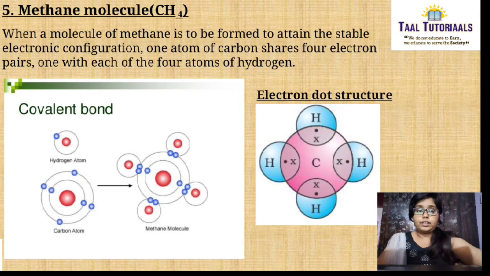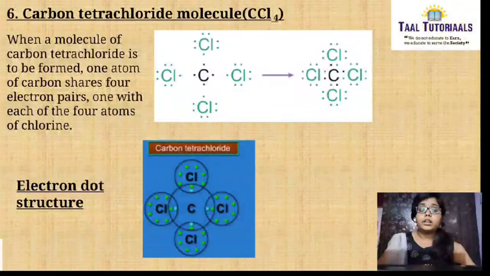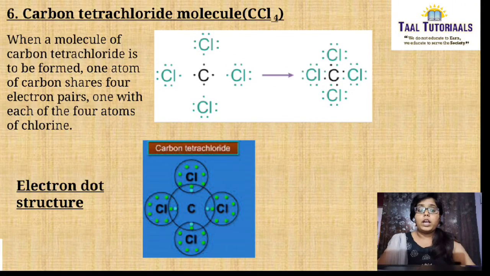Okay, next, carbon tetrachloride. See here, the formula is CCl4. When a molecule of carbon tetrachloride is to be formed, one atom of carbon shares 4 electron pairs with each of 4 atoms of chlorine. Carbon has 4 electrons and chlorine needs 1 electron to get stability, that is octet electronic configuration. So 4 chlorine atoms take 1 electron each from carbon atom, and so they are attaining the stable electronic configuration.